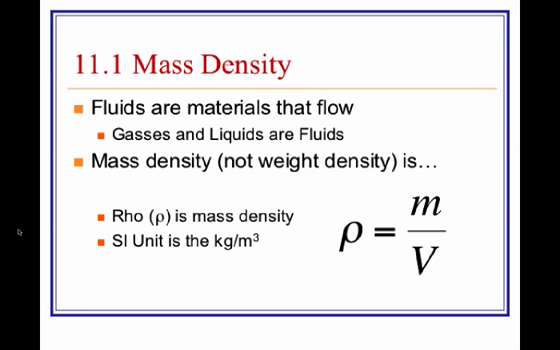A fluid is any material that can flow. This includes all gases and liquids. We'll look at a little bit more specific types of liquids and gases in a second. But we find density depends on the mass and the volume. So mass is M, and this is measured in kilograms. Volume is V. This is measured in meters cubed. Density is rho, kilograms per meters cubed.